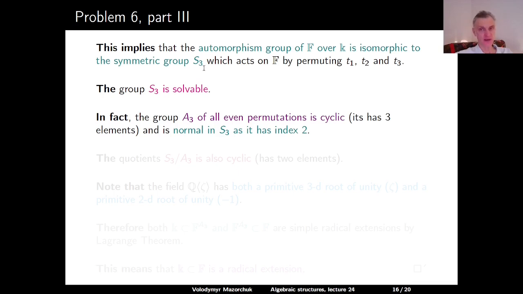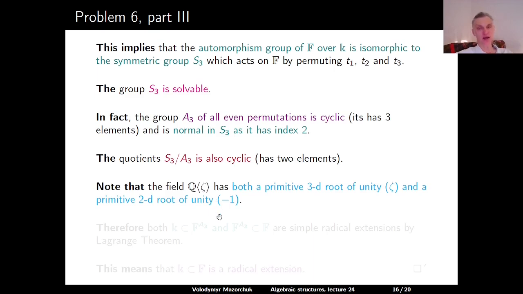That subgroup is cyclic, it has order 3, and the quotient by that normal subgroup of all even permutations is also cyclic, because even permutations have index 2 in all permutations. So the quotient has 2 elements. So we have a cyclic normal subgroup and a cyclic quotient. Also note that our field Q with our zeta attached has both a primitive third root of unity, which is our zeta, and a primitive second root of unity, which is -1.